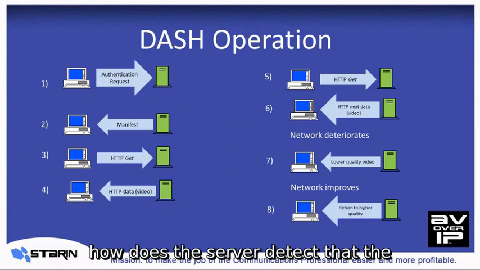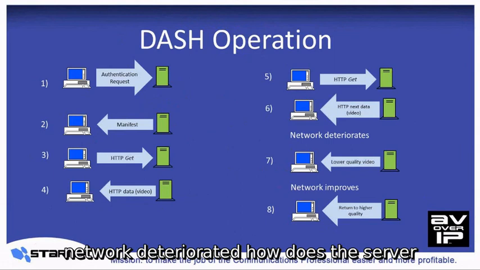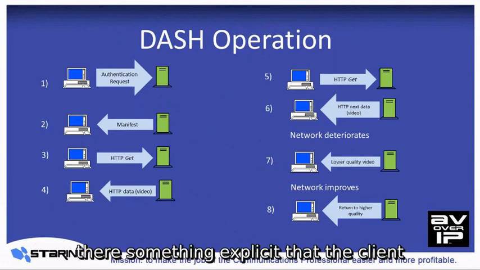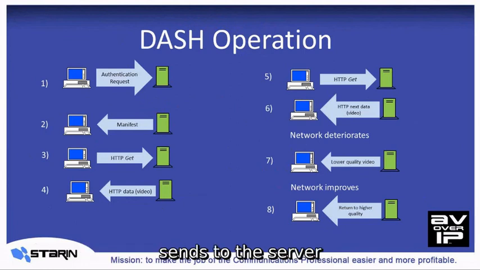How does the server detect that the network deteriorated? How does the server know that the network deteriorated? Is there something explicit that the client sends to the server?